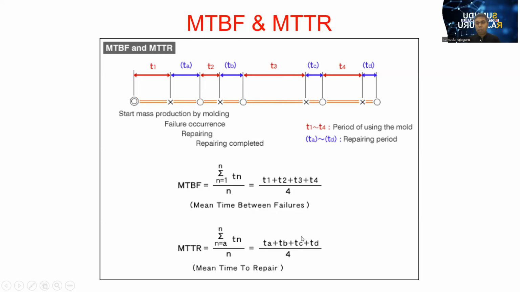TA plus TB plus TC plus TD. There are 4 breakdowns that happened. So because of that, we are dividing by 4. So it is called average time for the repair. If not according to the TPM, we call that mean time to repair. So I think it is very clear how to calculate mean time between failure and mean time to repair.